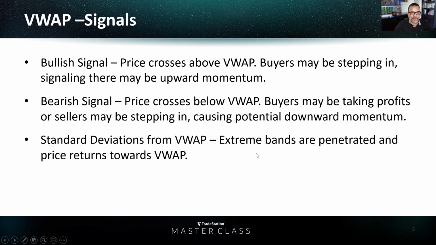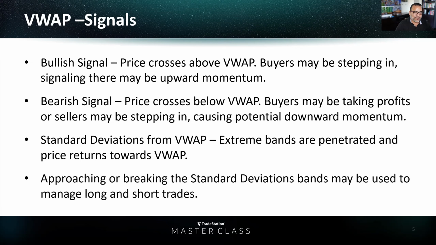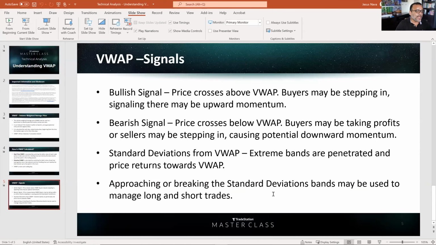You can also use the standard deviations, the upper band and the lower band that we disabled and enabled back into the VWAP, for the extremes. When the prices reach these extremes, it's likely for it to come back to where the normal prices are. So you can use those extremes as entry signals as well. If it reaches an extreme to the top and it starts coming down again, that is a short signal. And if it does the opposite, if it goes to the extreme at the bottom and it starts coming up, that is a bullish signal. So approaching or breaking the standard deviation bands may be used to manage long and short trades, right? And that's about it.